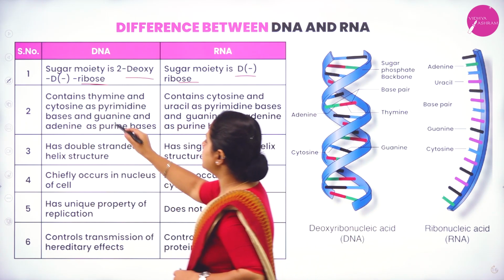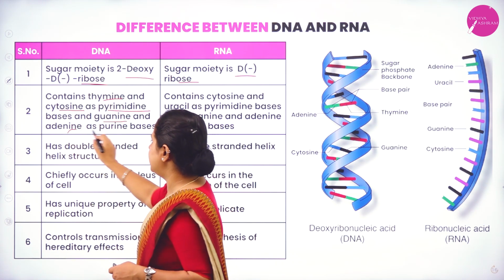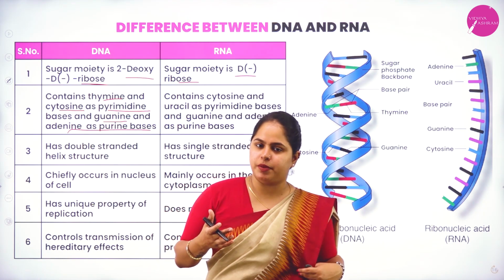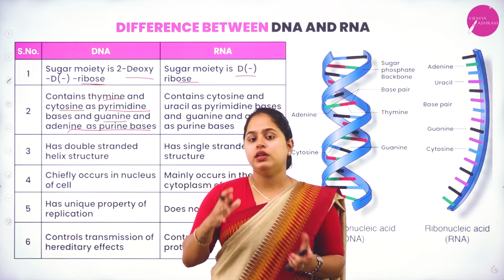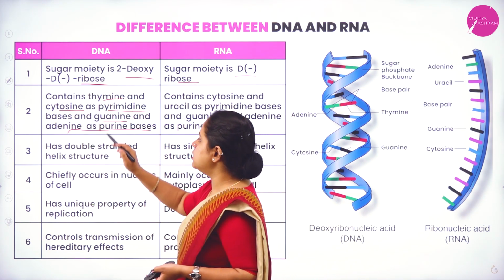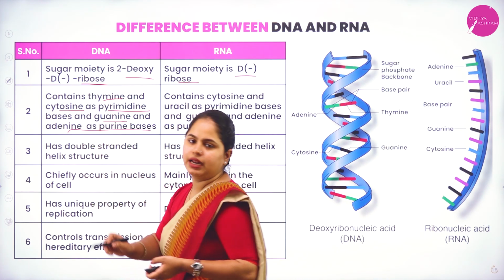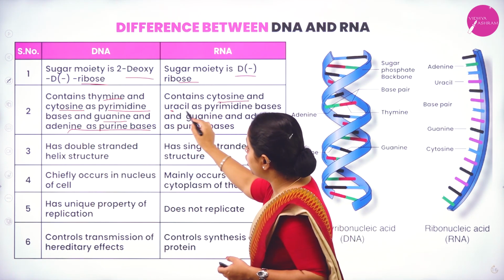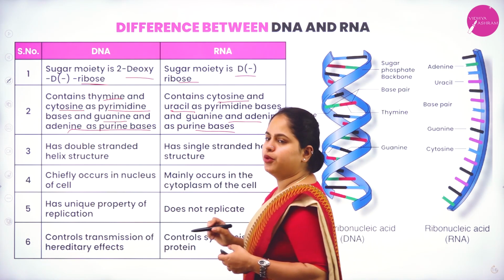Right. Now, DNA contains thymine and cytosine as pyrimidine bases and guanine and adenine as purine bases. So, we have already discussed the different nitrogenous bases, right? Adenine, guanine, thymine, cytosine and uracil. Now, they are further classified as pyrimidines and purines. So, the pyrimidines are thymine and cytosine in case of DNA, and the purines are guanine and adenine. Okay. In case of RNA, it contains cytosine and uracil as the pyrimidine and guanine and adenine as the purine bases.